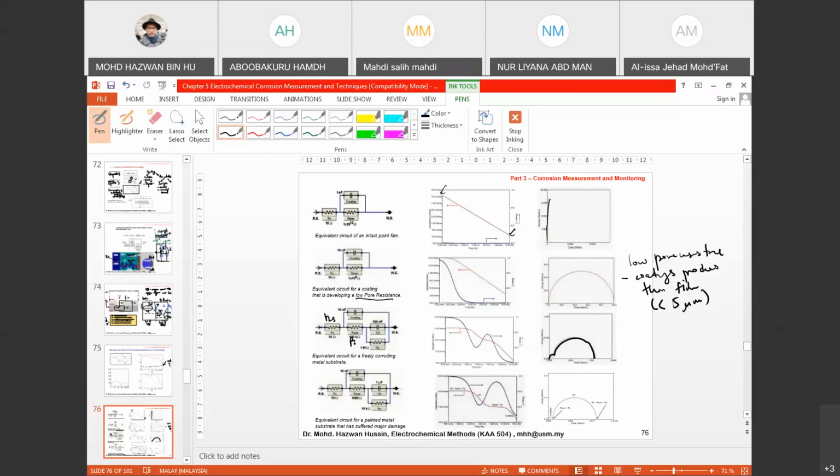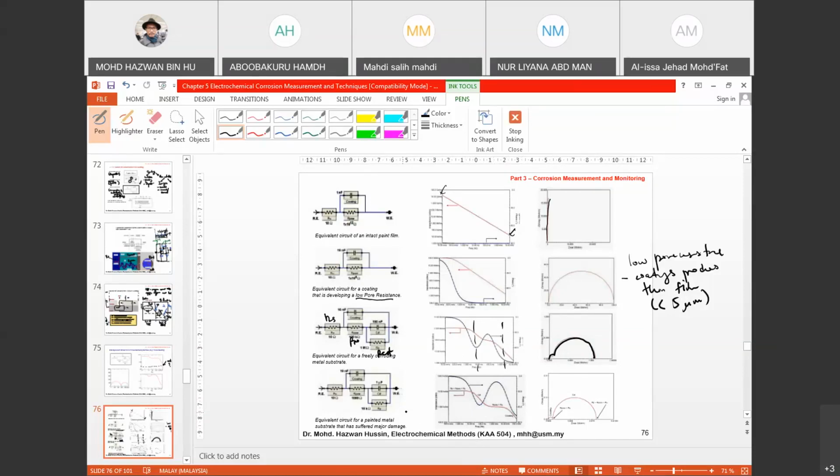RS, RPO, and this RCT. We have two capacitors. You have one here and another one here, two capacitors. Equivalent circuit for a painted metal substrate that has suffered major damage.